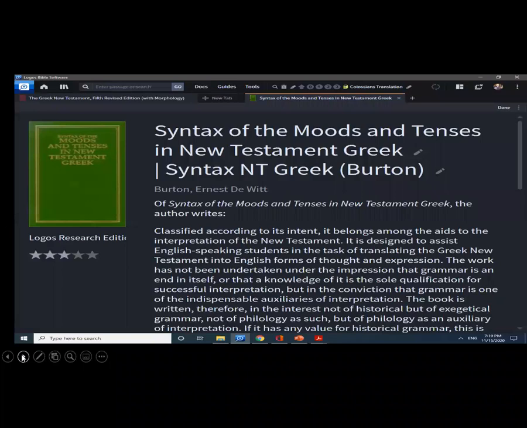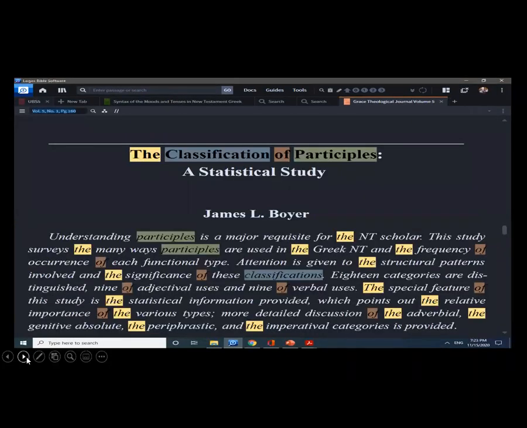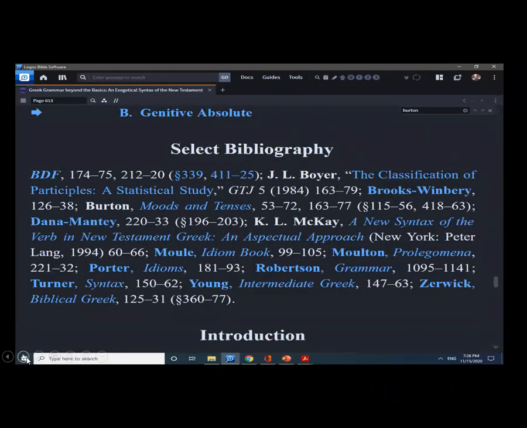Okay. Well, as I was reading Burton's syntax, which is another older syntax, he makes reference to him, and he makes a confusing statement, and that had me digging even further. Like, well, what's going on? How do I understand this? And so that made me want to think, okay, well, that was the classification of participles at that time. What about now? And so I came across Boyer's classification of participles that is in that journal that I just showed y'all. And so that helped me to see what was going on there. And then I found out that Boyer, in several places in Wallace, has influenced Wallace in his understanding of things.